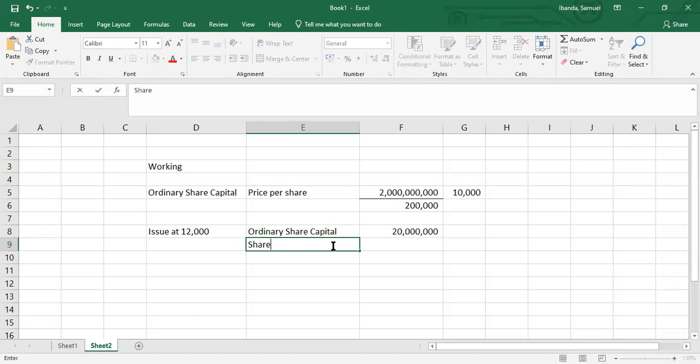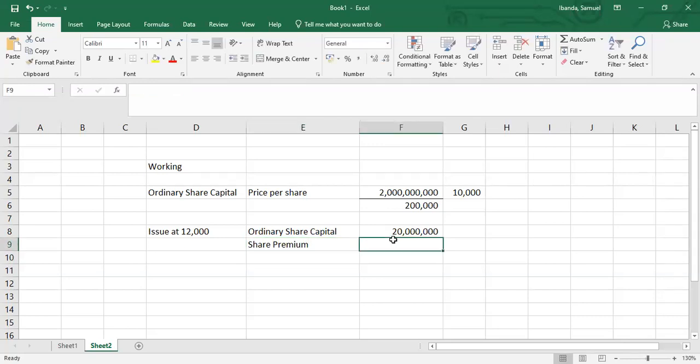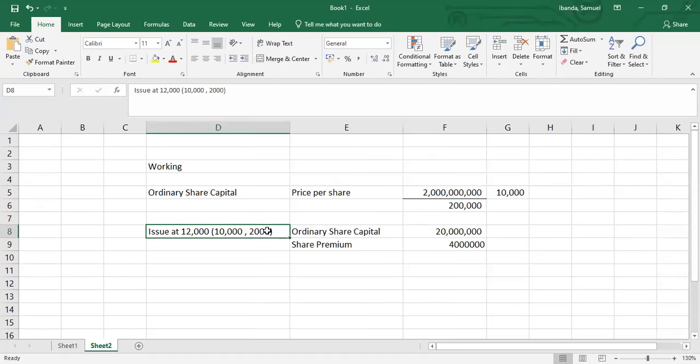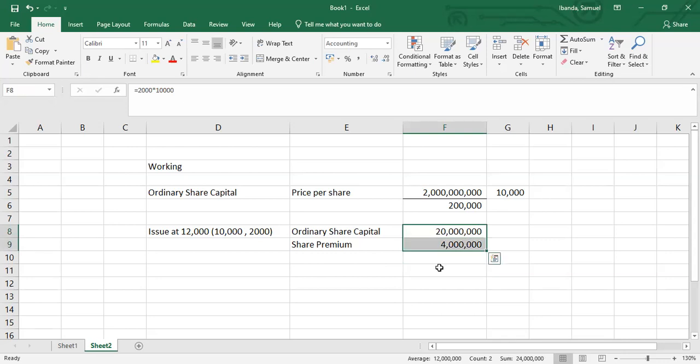And then I'll have my share premium. Share premium will now be the remainder, which is 2,000 per share, times the 2,000 shares they issued. You see, the 12,000 has a 10,000 and then also a 2,000, so that is what I've separated. The 10,000 is the ordinary share capital, and 2,000 is the share premium component. So the total amount we got at the issue is basically 24 million, but this 24 million is broken down into two components.